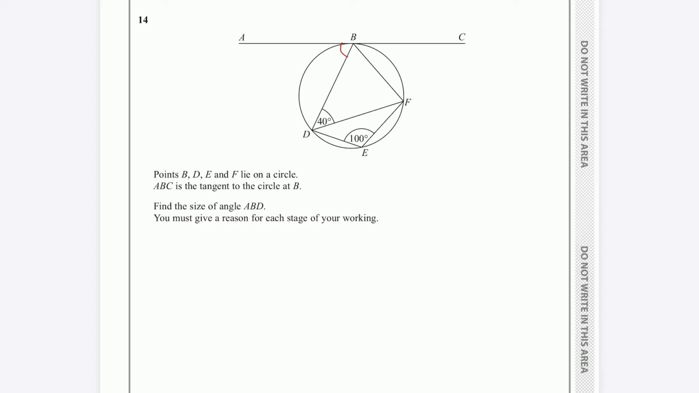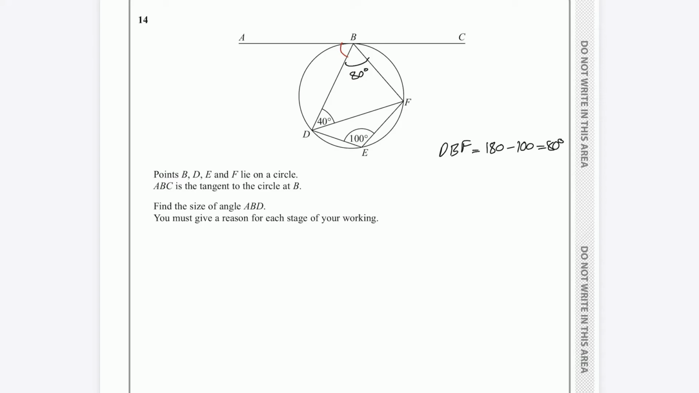So you need to use your circle theorems knowledge here. The first thing I can see in this is that DBF is equal to 180 minus 100, which is equal to 80 degrees. So I've figured this out as 80 degrees because opposite angles in a cyclic quadrilateral add up to 180.